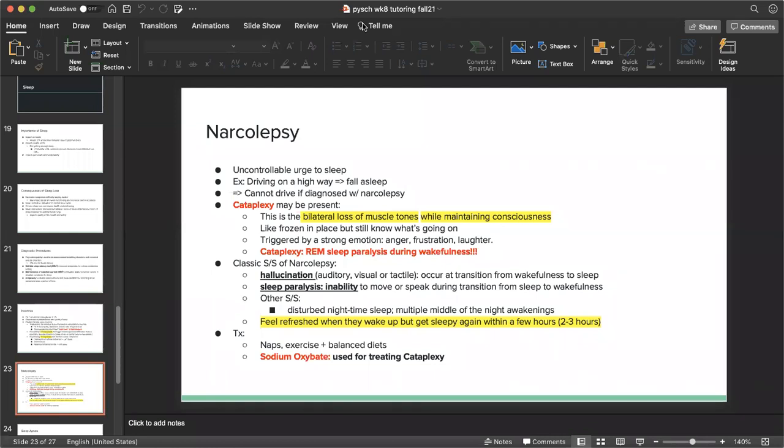And then some other signs and symptoms, like disturbed nighttime sleep, so multiple middle of the night awakenings. Another sign and symptom is they feel refreshed when they wake up, but they get sleepy again within a few hours, maybe 2 or 3 hours later. So the treatment for narcolepsy is naps, exercise, and eating a balanced diet. You can also use sodium oxybate, which is used for treating the cataplexy symptom, that bilateral loss of muscle tone while maintaining consciousness.